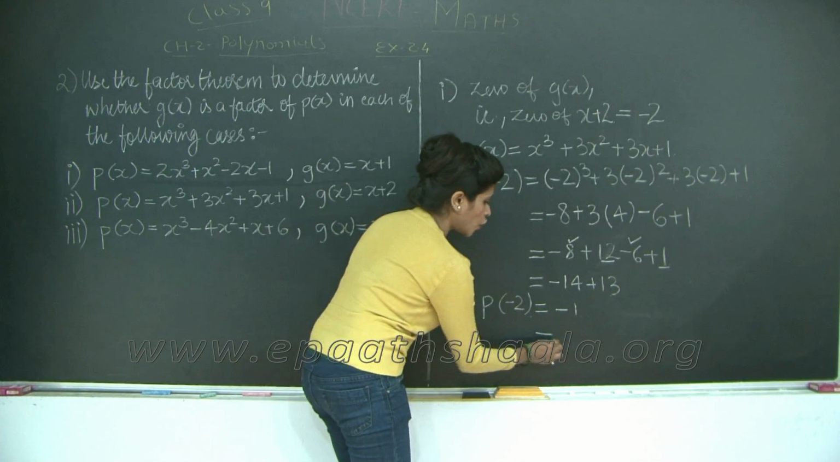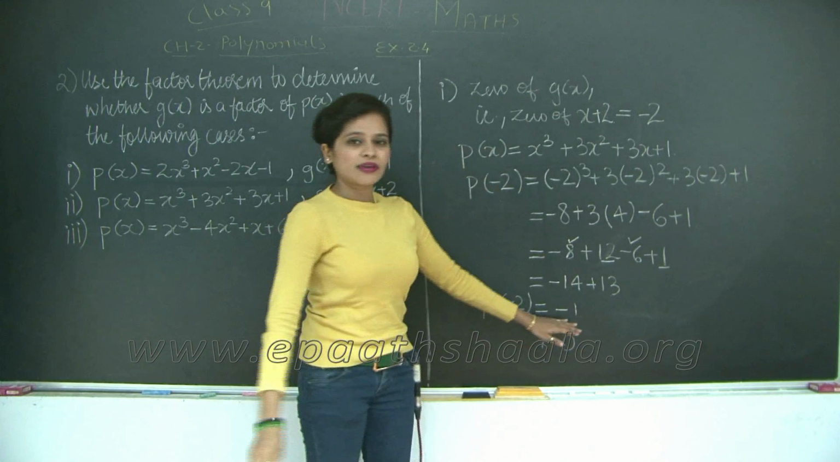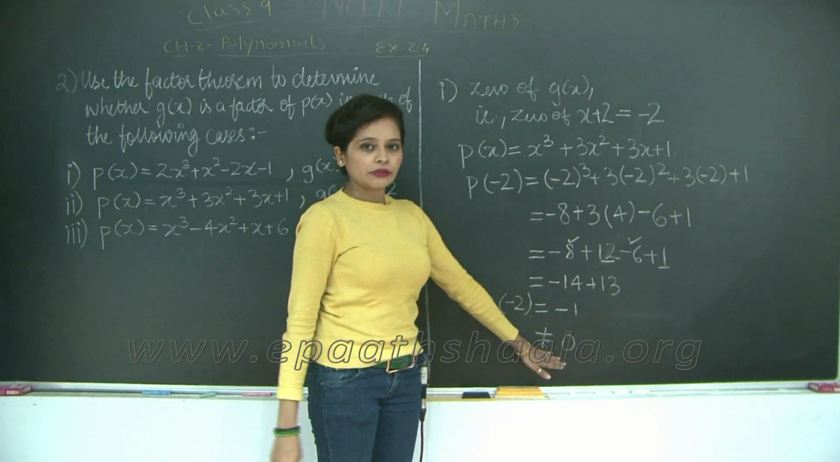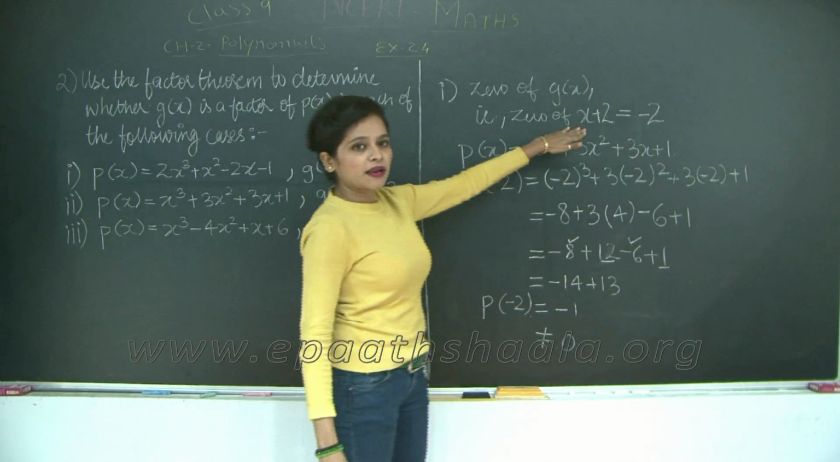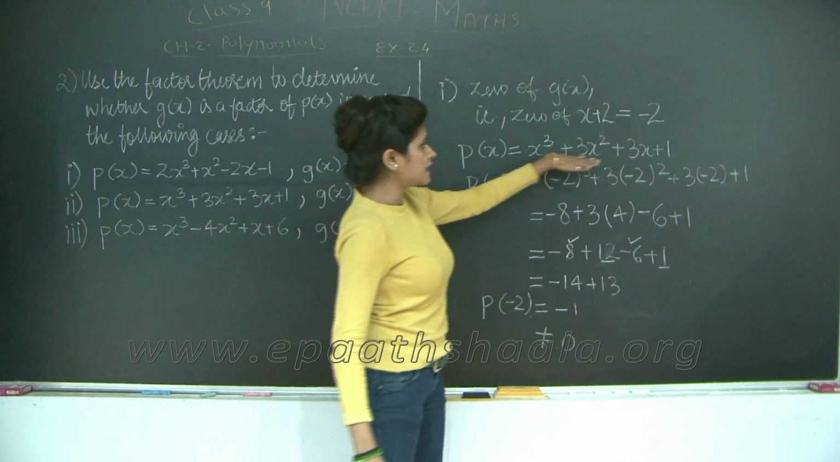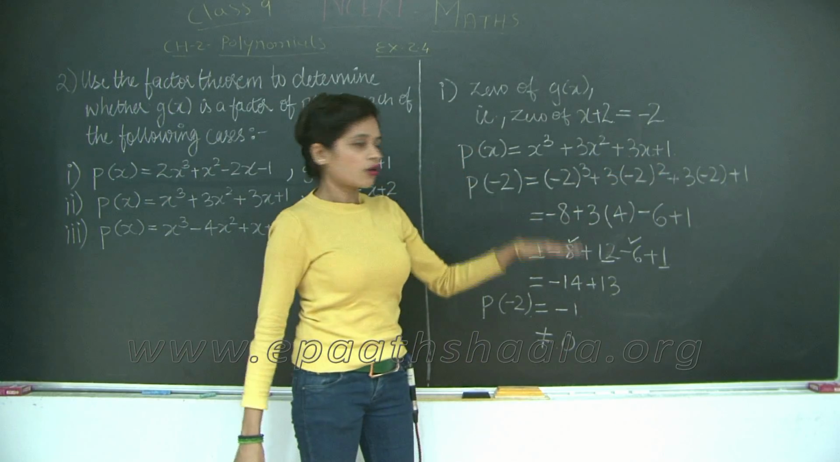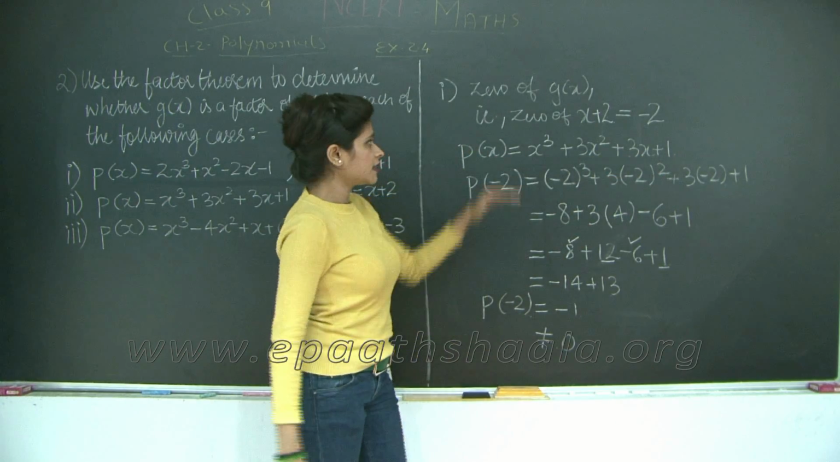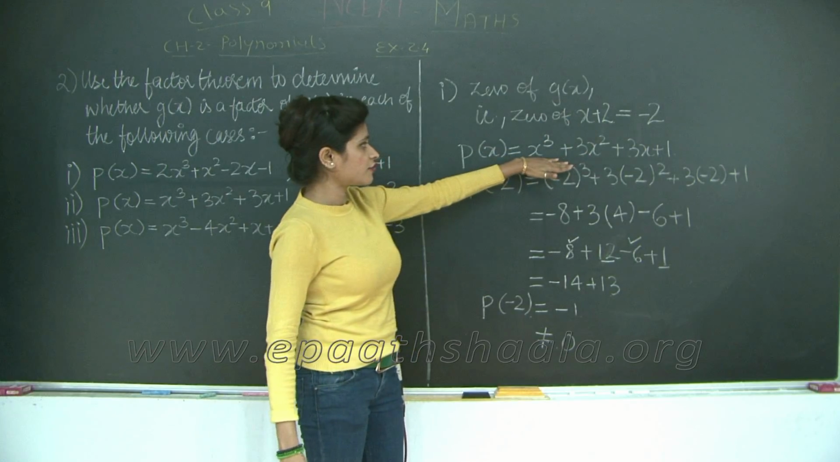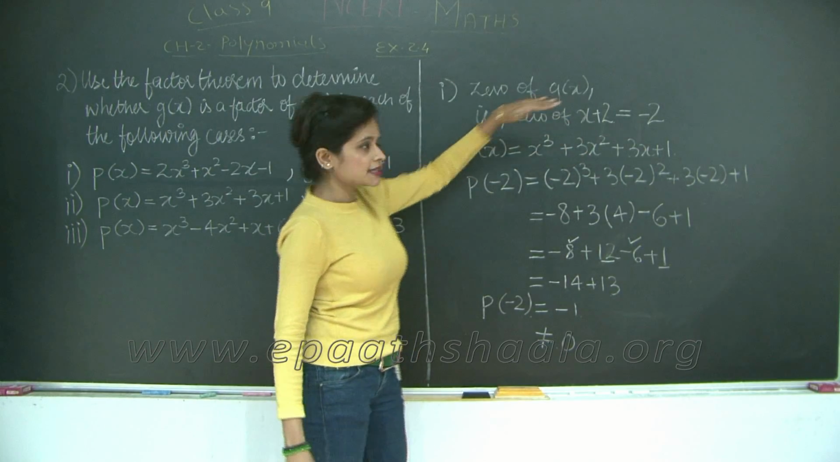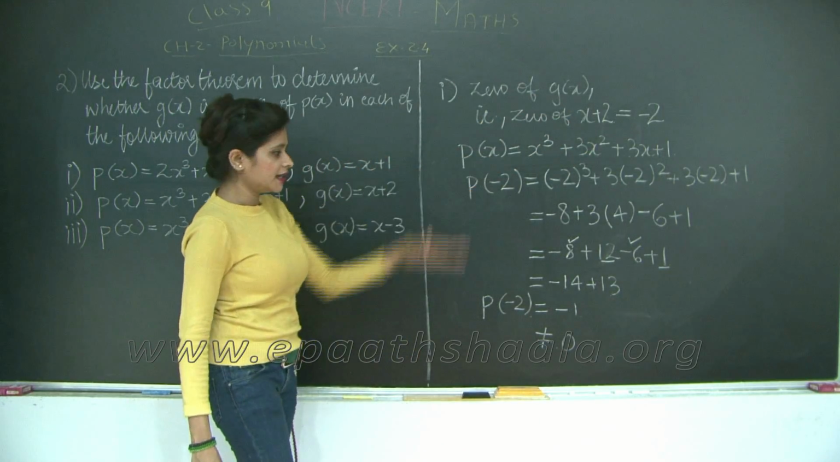Now this is not equal to 0. That is, we have a remainder which is not equal to 0. That is why x plus 2 will not divide this expression or this polynomial successfully. Therefore, x plus 2 is not a factor of Px. That is, Gx is not a factor of Px. Please take a look.